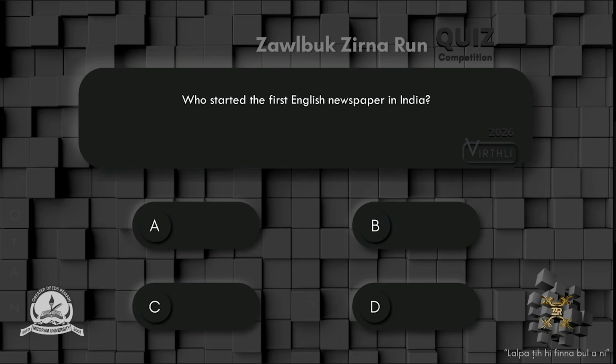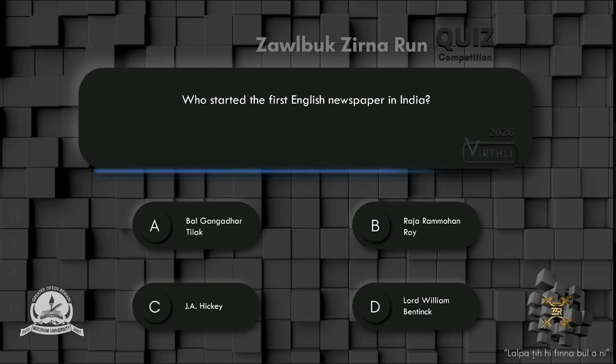Table 3, this is your last question. Who started the first English newspaper in India? And your options are A. Bal Gangadhar Tilak, B. Raja Ram Mohan Roy, C. J.A. Hickey, D. Lord William Bentinck. And your time starts now. C. Alright, their answer is option C, J.A. Hickey. Congratulations, that is the correct answer.